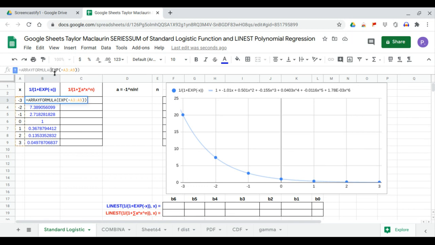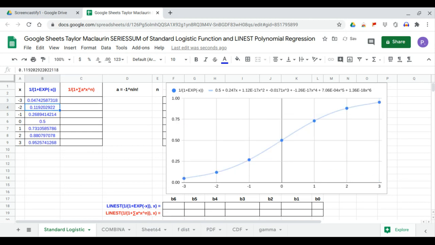So 1 plus, and this will be the numerator. So here you have the standard logistic function.